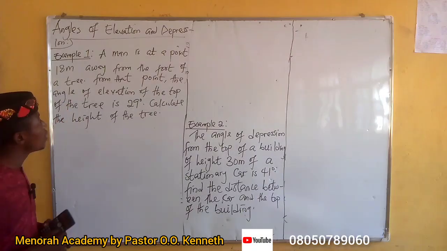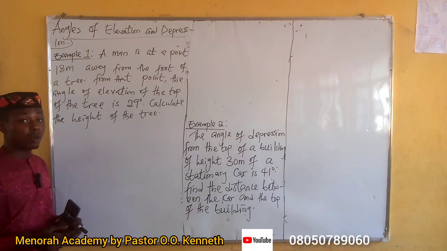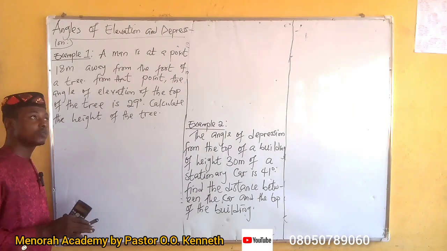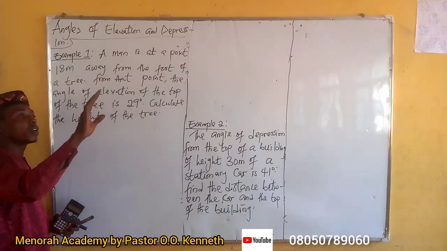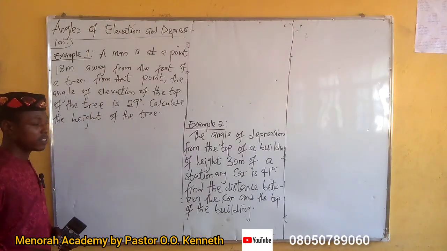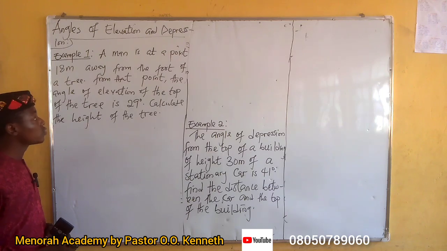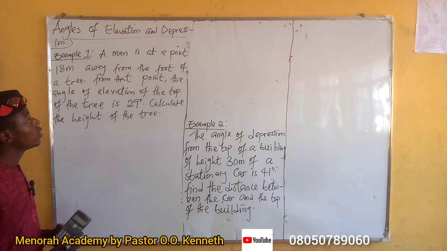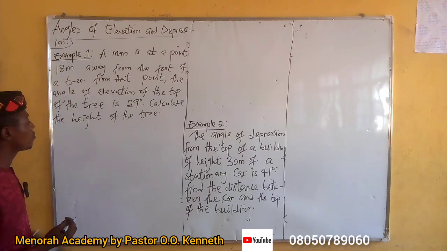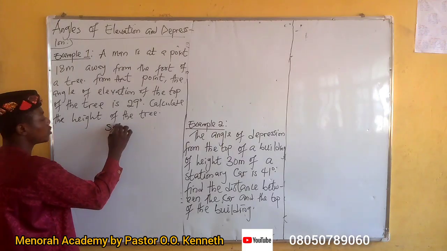Now look at this angle of elevation and depression. When we say elevation, we are talking about when somebody looks up. When we say depression, it is when somebody stands at a height and then looks down. Okay, so look at this question from an angle of elevation. How do you treat this kind of problem?